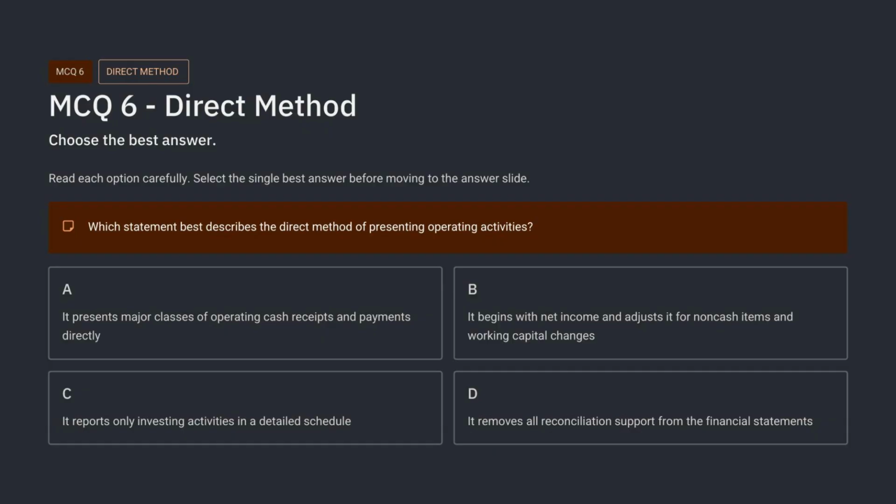MCQ 6 tests the direct method. The question is, which statement best describes the direct method of presenting operating activities? Your options are A. It presents major classes of operating cash receipts and payments directly. B. It begins with net income and adjusts it for non-cash items and working capital changes. C. It reports only investing activities in a detailed schedule. And D. It removes all reconciliation support from the financial statements. Focus on what the direct method actually shows to the reader. Does it start with net income or does it show gross cash classes directly?